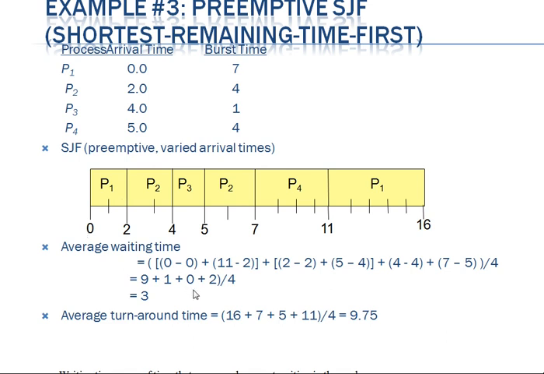Looking at this Gantt chart, we found that the average waiting time in this case is minimized to 3 and the average turnaround time is 9.75.